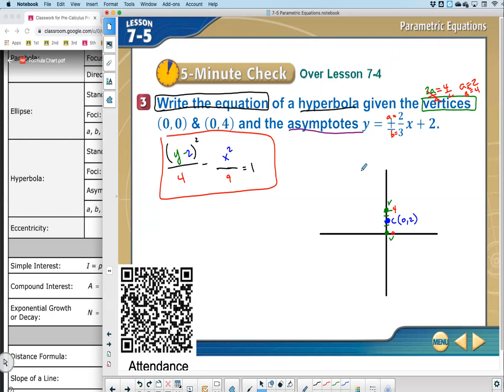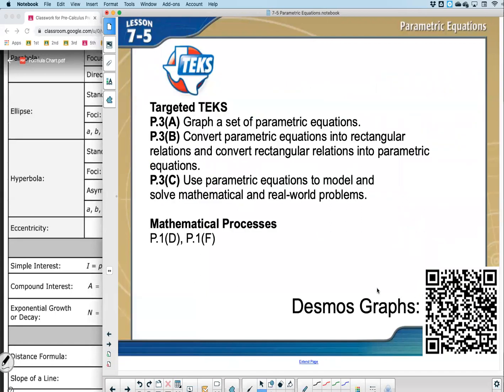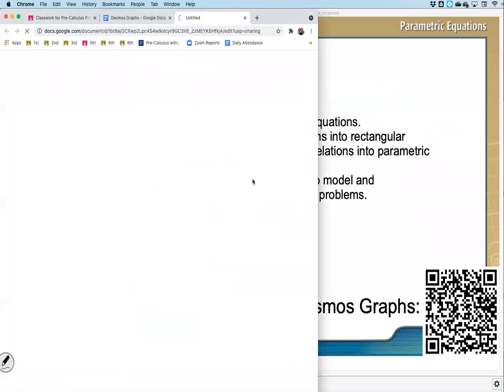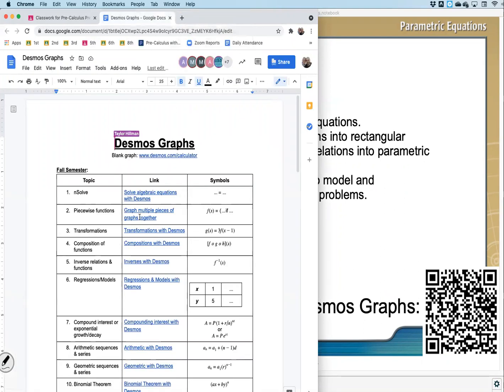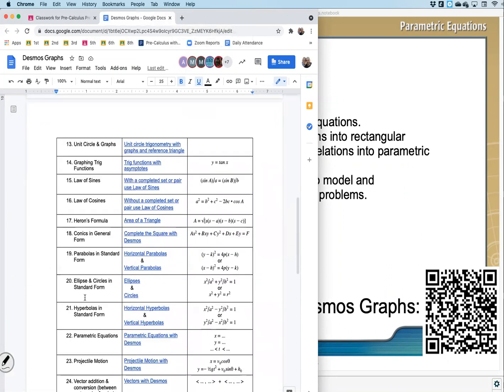So with that, we have done our bell ringer, and it's time to start lesson 7.5. Let's take a look at what we're doing on lesson 7.5. Like I said, you'll need your calculators today, so don't be afraid of using them. You can scan that link and it'll pull up your Desmos graphs. We are going to be using specifically calculators 22 and 23 today.